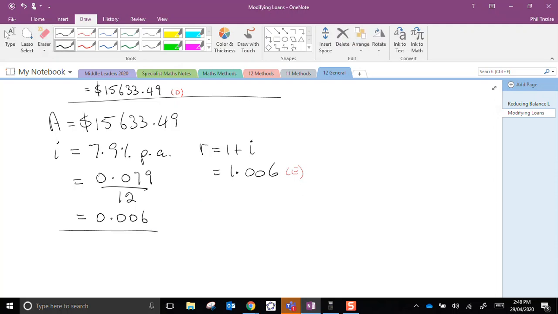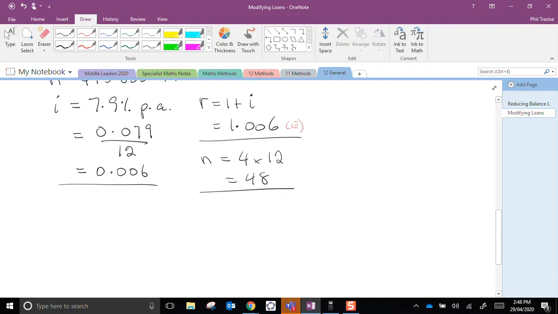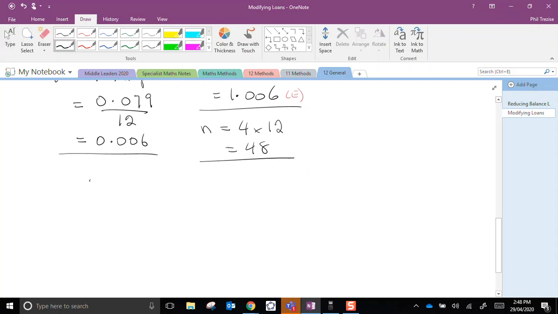Okie doke. So now let's see what we're doing. We've got that, we've got that, we've got that. What about n? Well, the original loan was for 7 years. The interest rate changed after 3 years. There are still 4 years remaining on the original loan. And of course, it's still monthly payments. So we have 48 repayments. Now, we can calculate the new repayment.